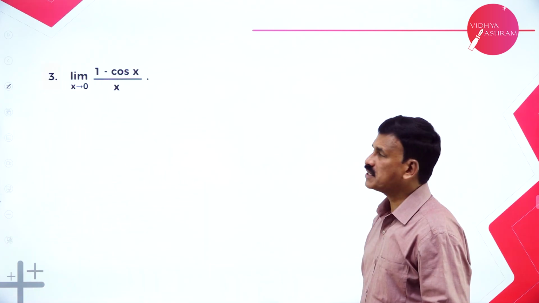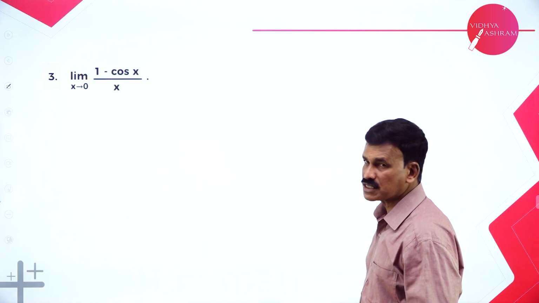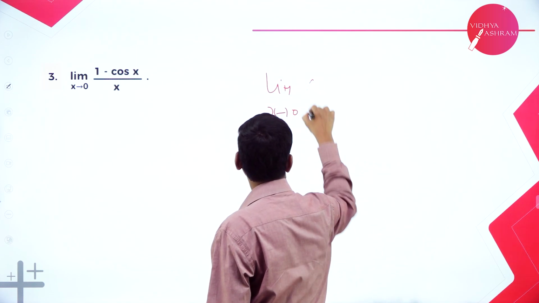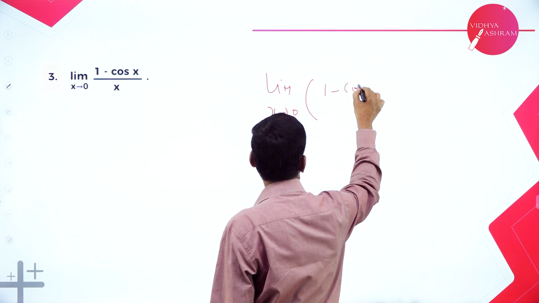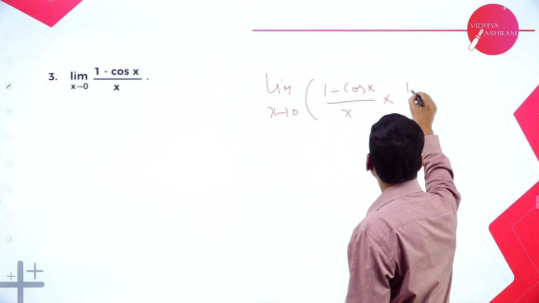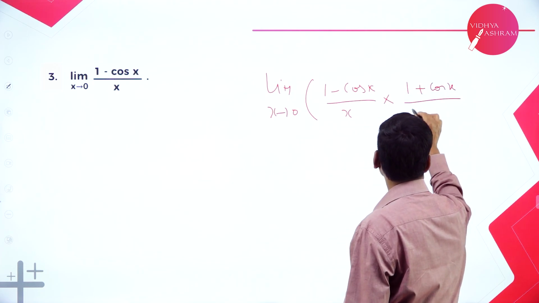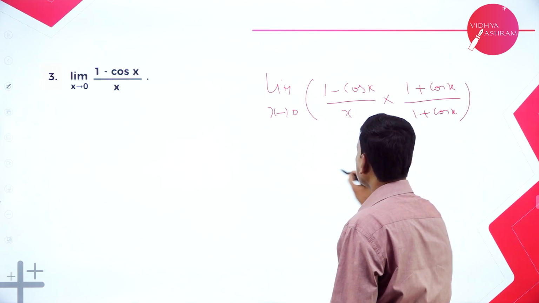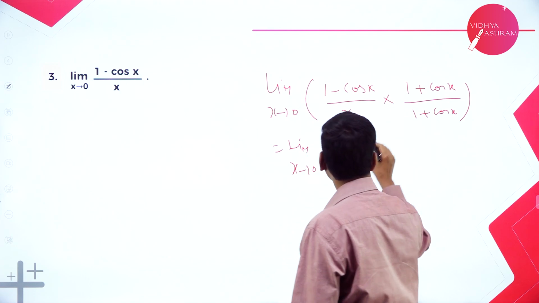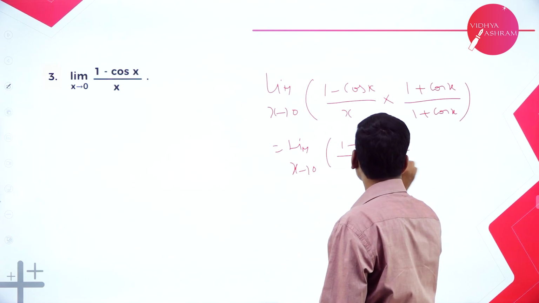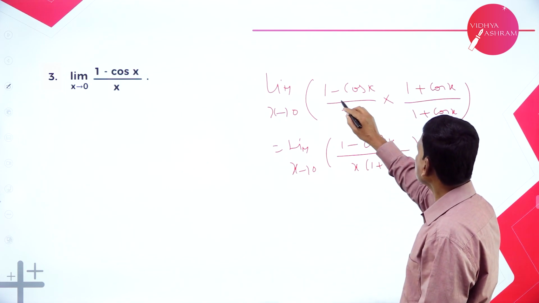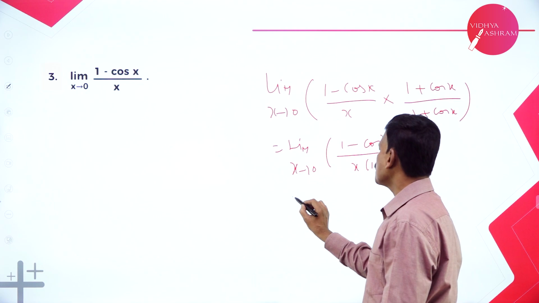That's it. Limit x tends to 0 of 1 minus cos x by x. Now here what is given? Limit x tends to 0 of 1 minus cos x divided by x. For this, just rationalize the numerator. Multiply and divide by 1 plus cos x. So this can be written as limit x tends to 0 of 1 minus cos square x divided by x into 1 plus cos x. So 1 into 1 is 1, minus into plus is minus, cos into cos is cos square.